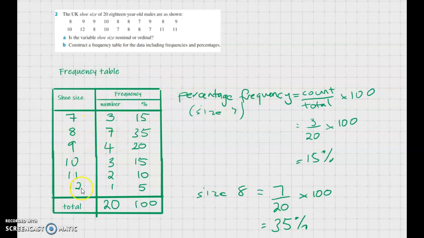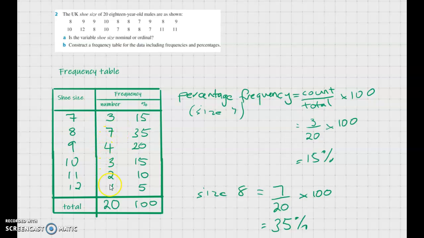So that's the frequency table. Now, if we compare it to the original list of numbers, it's got exactly the same data, but you can tell a lot more from it. For example, it's very easy to tell that the most common shoe size was size 8 because it's got the biggest number here. So that's our mode.